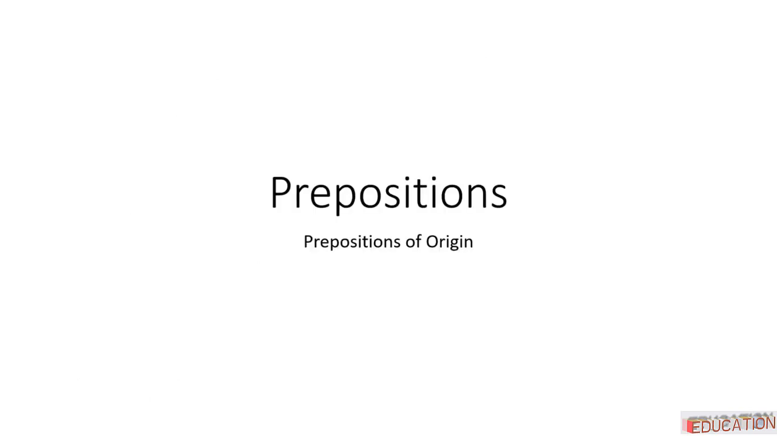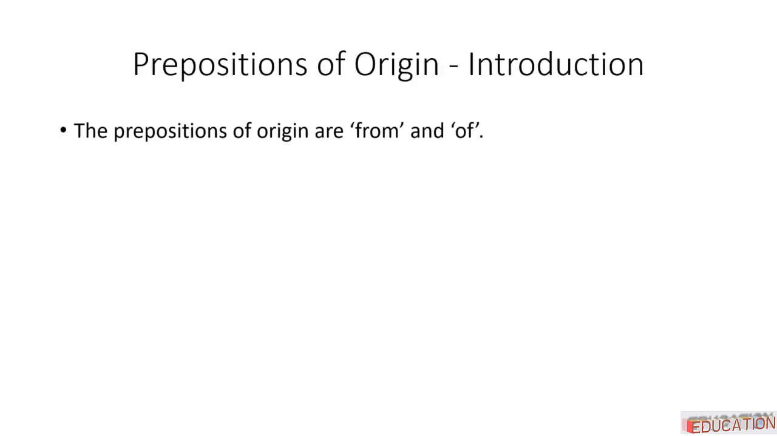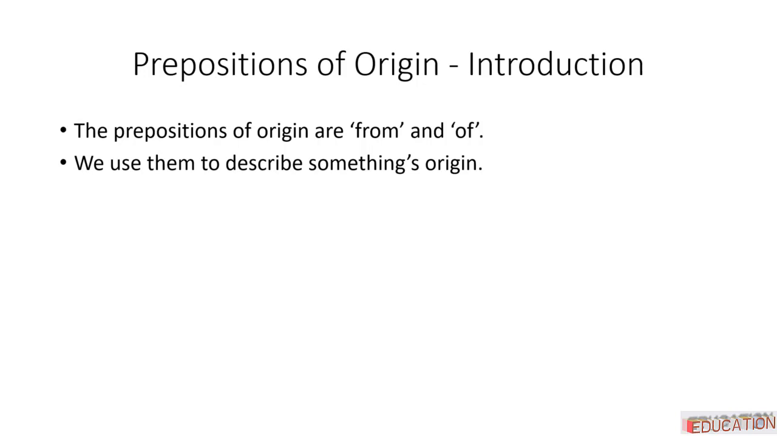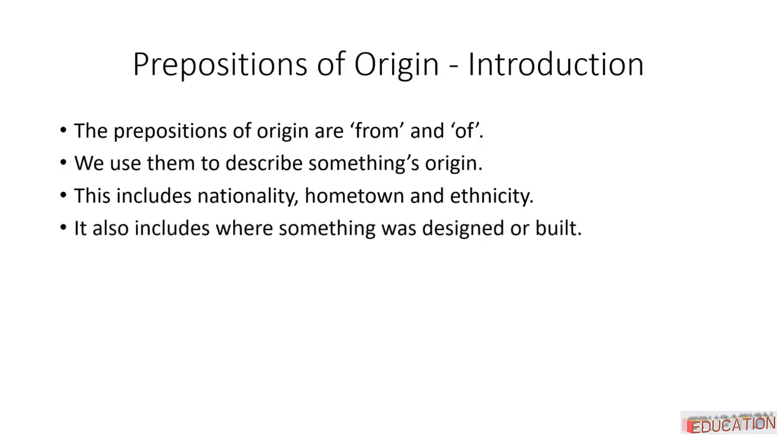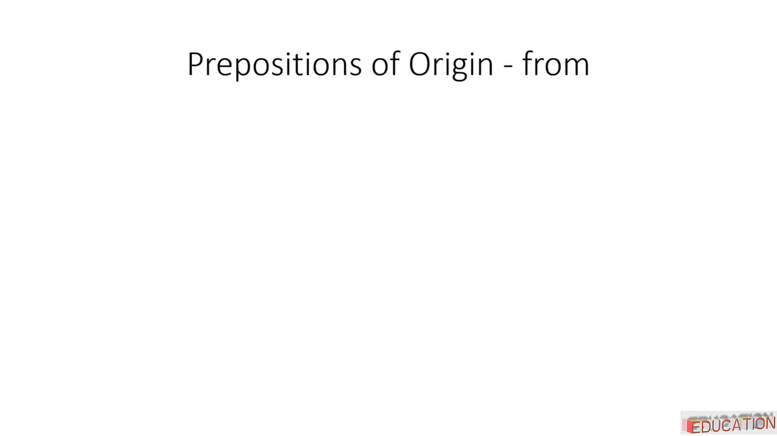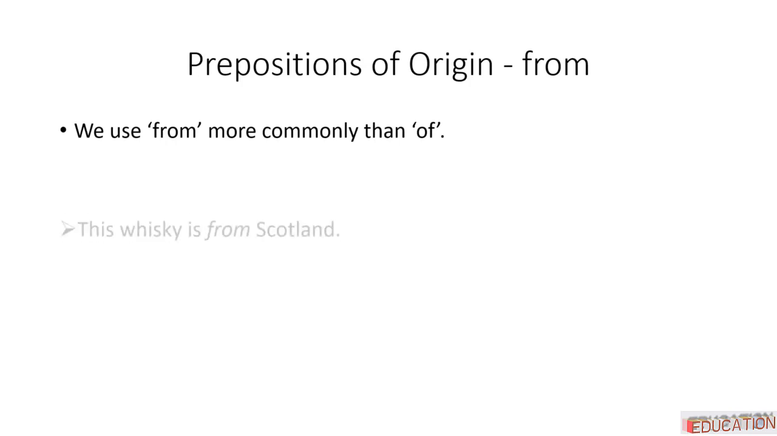This short lesson is on prepositions of origin. The prepositions of origin are from and of, and we use them to describe something's origin. And this can include nationality, hometown, and ethnicity. But it also includes where something was designed or built. So using from is far more common than using of.